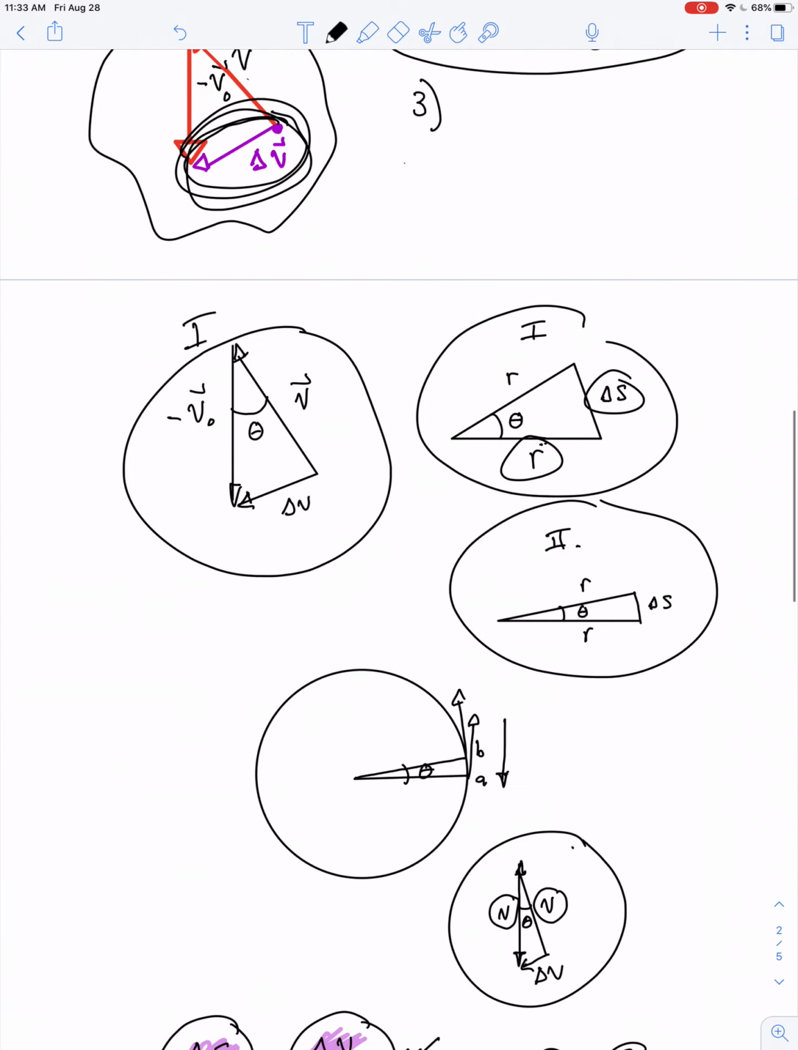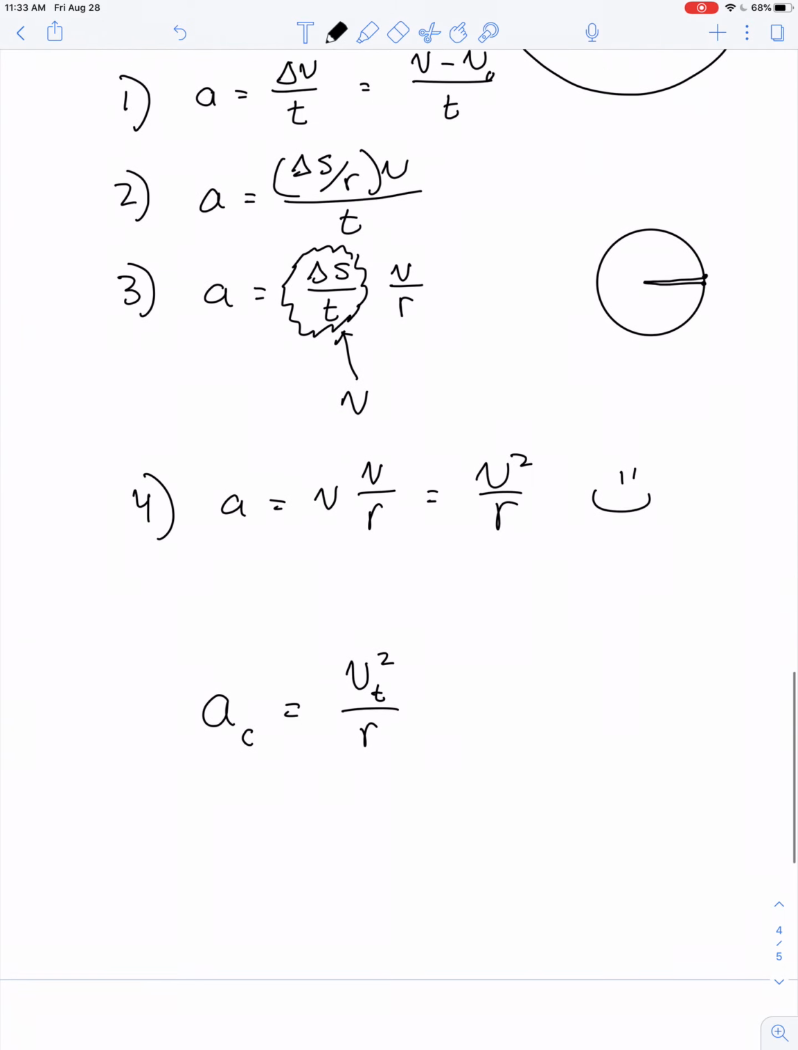Okay, in the next video, I'll try to convince you more that the acceleration really is directed centripetally and not centrifugally.